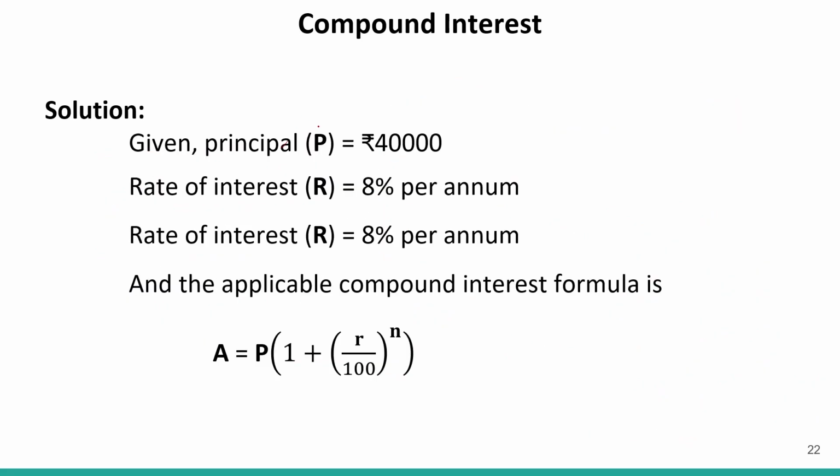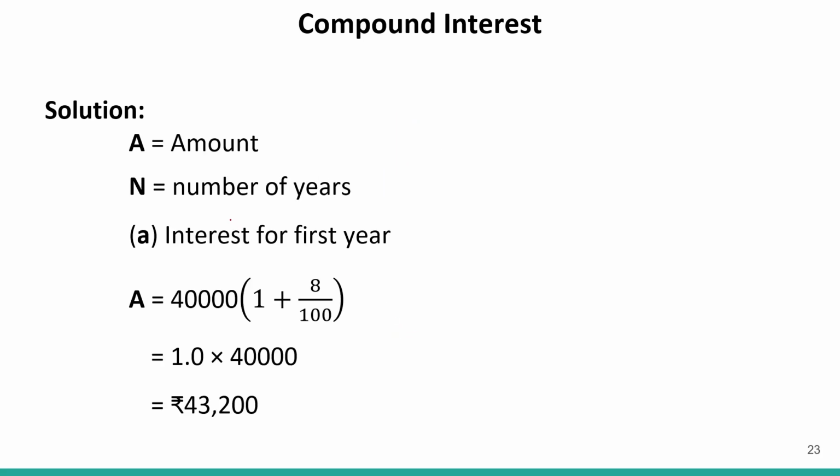So given that, let's see the step by step solution. The principal is 40,000. Rate of interest is equal to 8% per annum. And the applicable compound interest formula will be A is equal to P into 1 plus R by 100 whole power N, where N is the number of years and A is the amount. Interest for first year: 40,000 into 1 plus 8 by 100, so it will be 43,200.